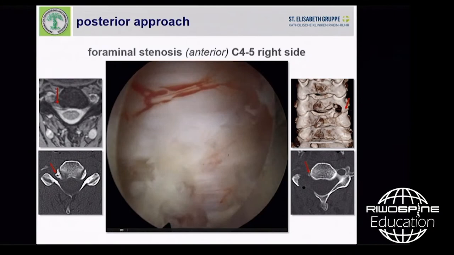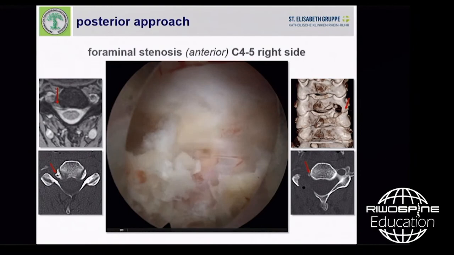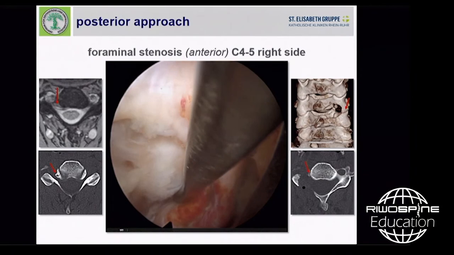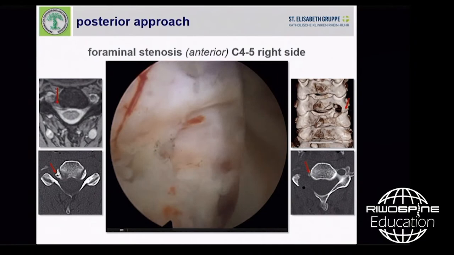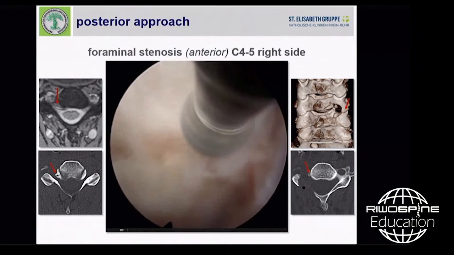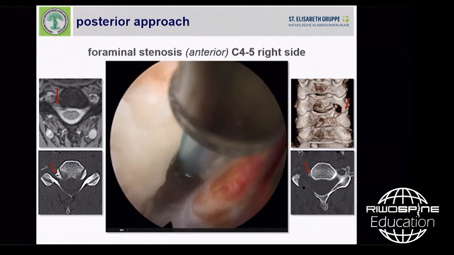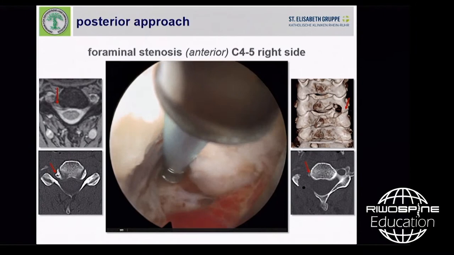But be careful when you're working in the foramen. The dimension of the foramen is not as big as you may think. That means we have here the osteophyte, which is then removed afterwards. And later on, we see the cervical nerve. We can mobilize again the cervical nerve with our cannula. But what we see here below the cervical nerve is the vertebral artery.